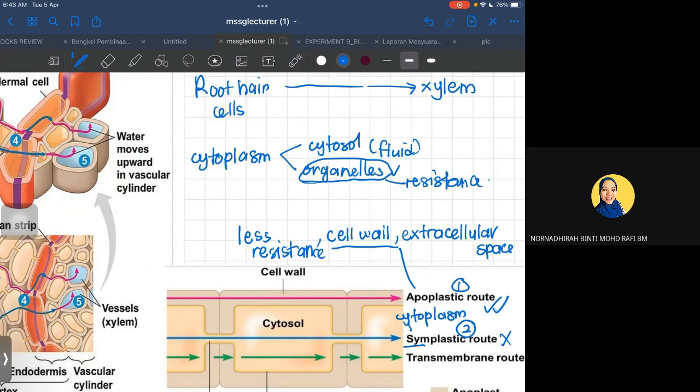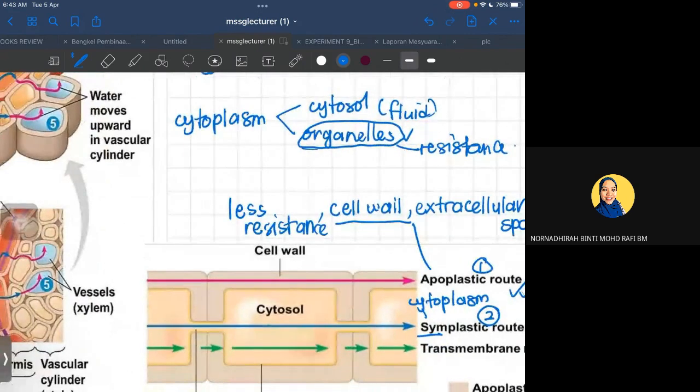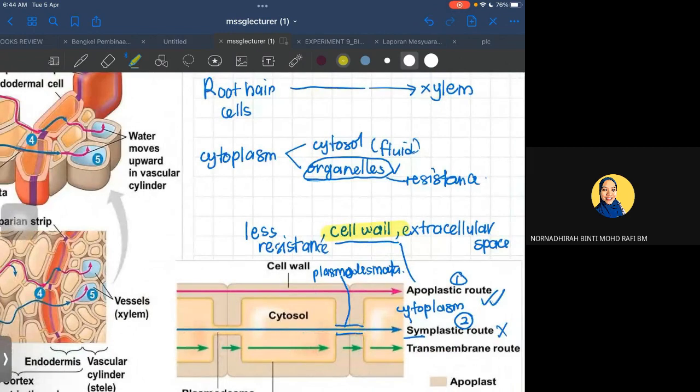Okay, and then from one cell to another cell, plant ni dia akan jumpa, macam mana dia nak lalu, kita tahu dia adalah via cytoplasm. Tapi macam mana dia boleh connect between the cells is via this particular tiny hole or tiny gap, what we call as plasmodesmata. Okay, saya nak awak terus ingat kalau apoplastic pathway is via cell wall, symplastic pathway is via cytosol and via plasmodesmata. So ada dua untuk symplastic pathway. Pertama cytoplasm, yang kedua plasmodesmata.